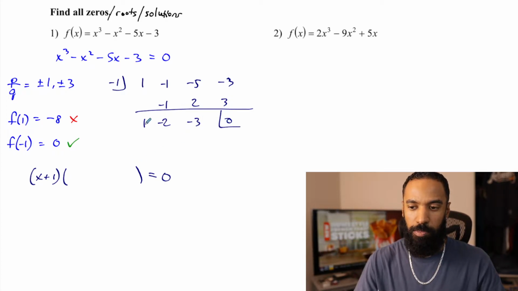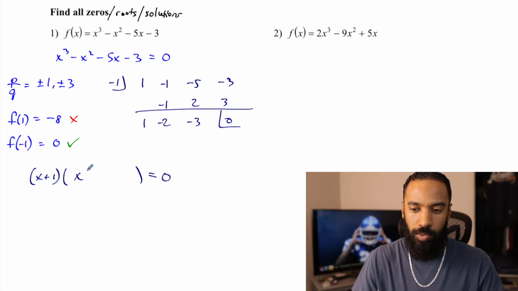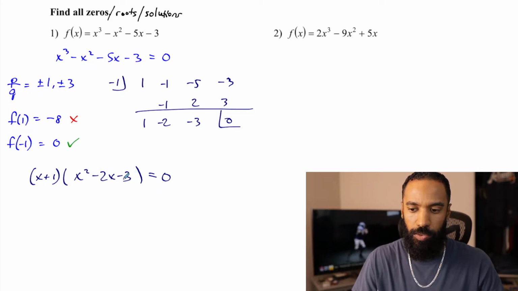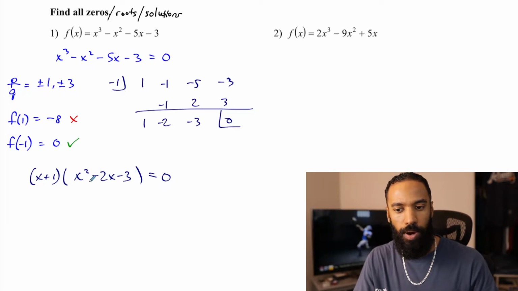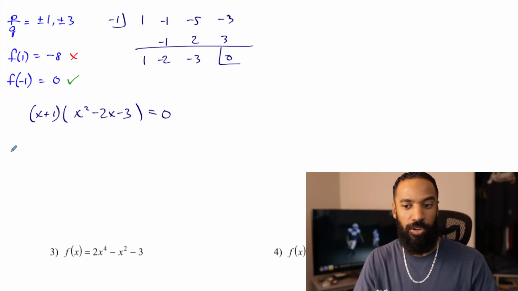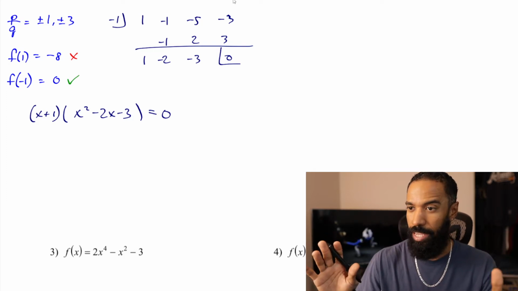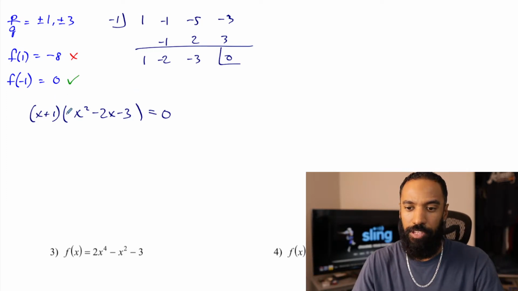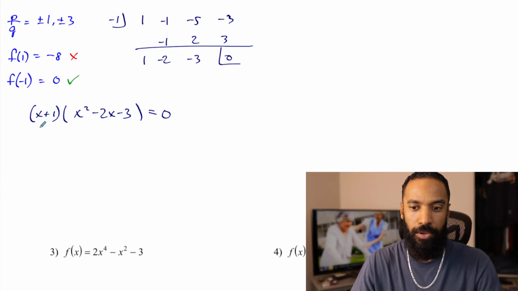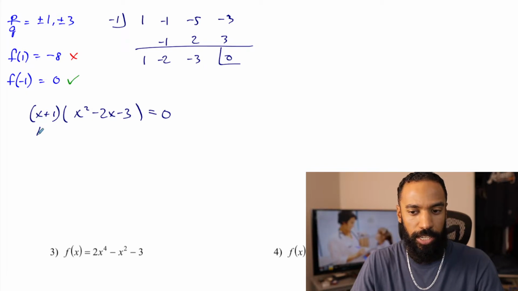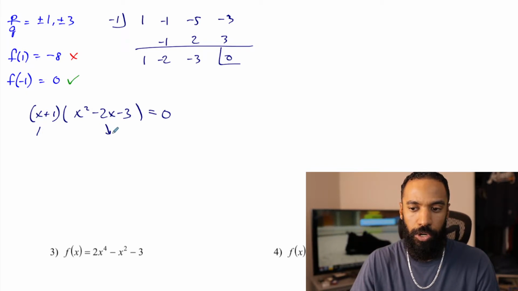So that factors out to become x squared minus 2x minus 3. So I factor out an x plus 1, and then I have this as well. I need to find all my zeros. Now, in the form of a zero product property case, which will show up quite a bit here, if something times another thing equals 0, either that thing equals 0, or that thing equals 0 right there.